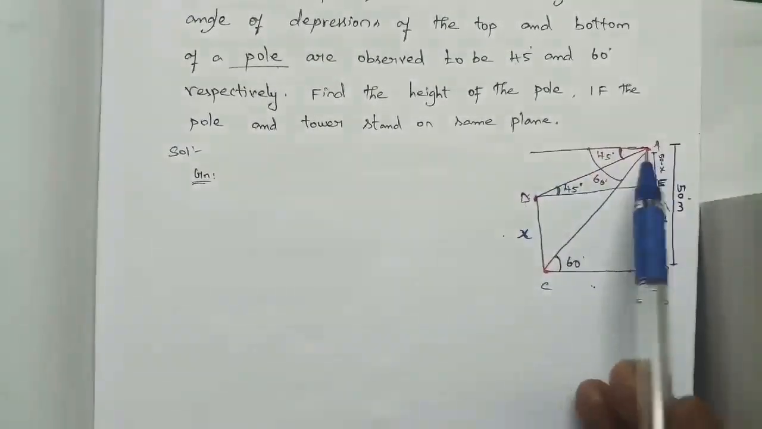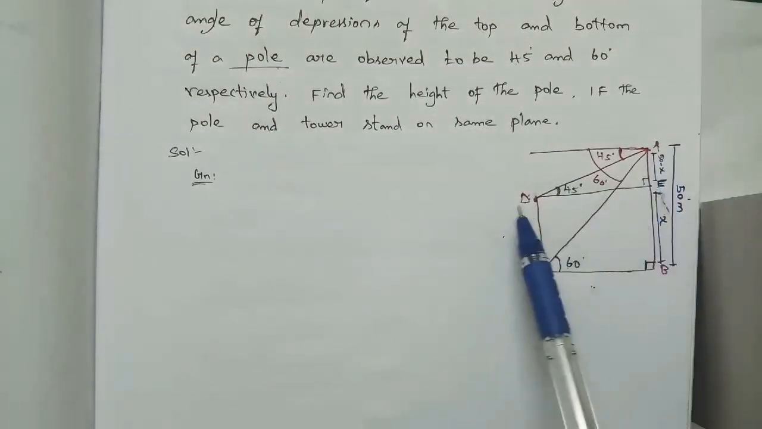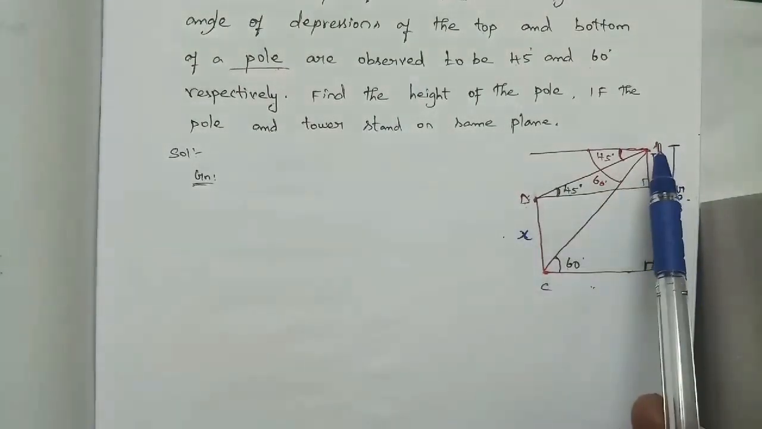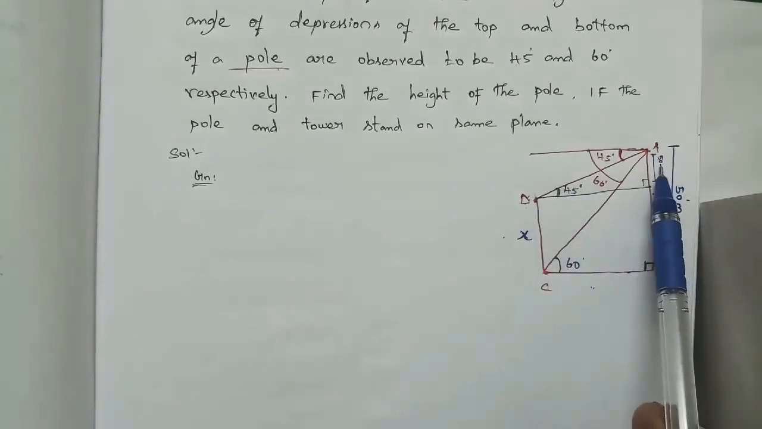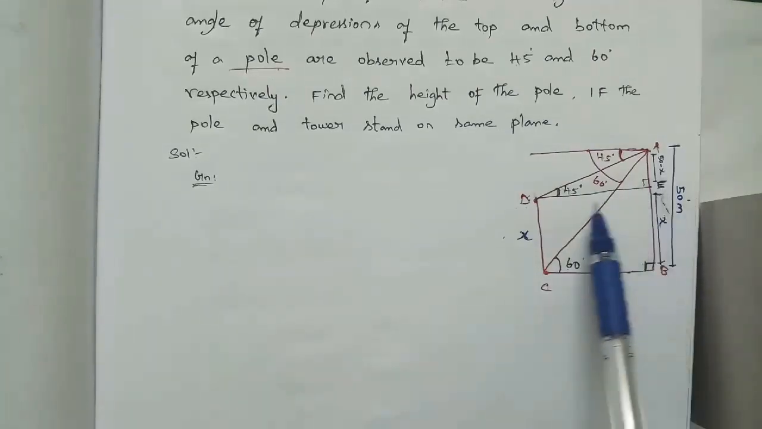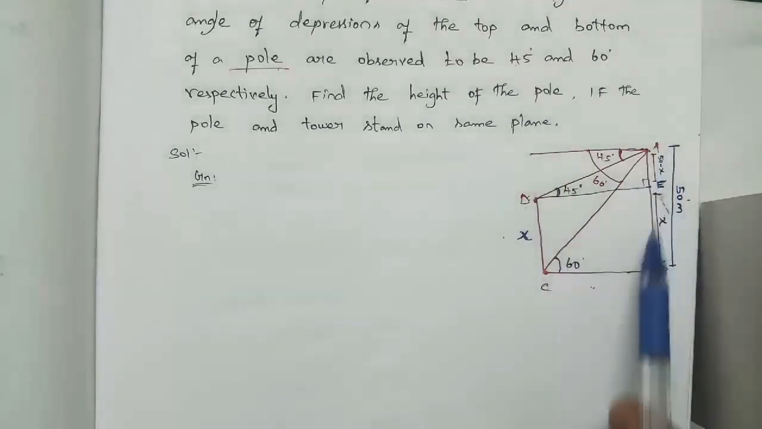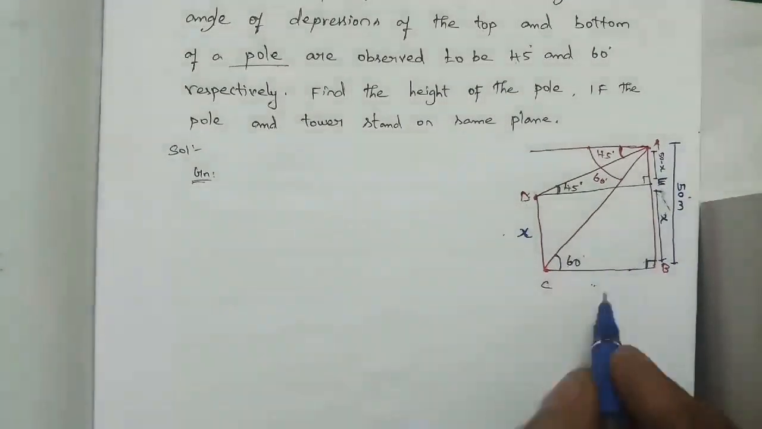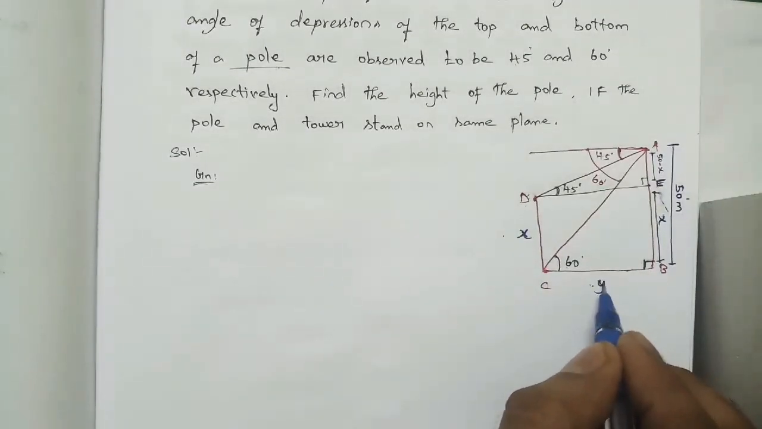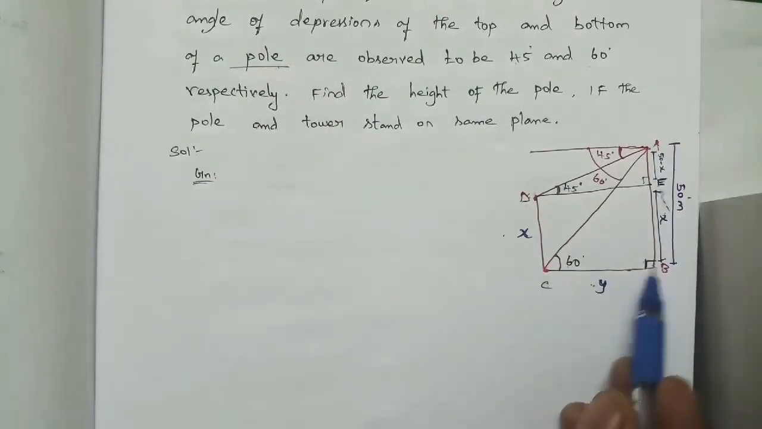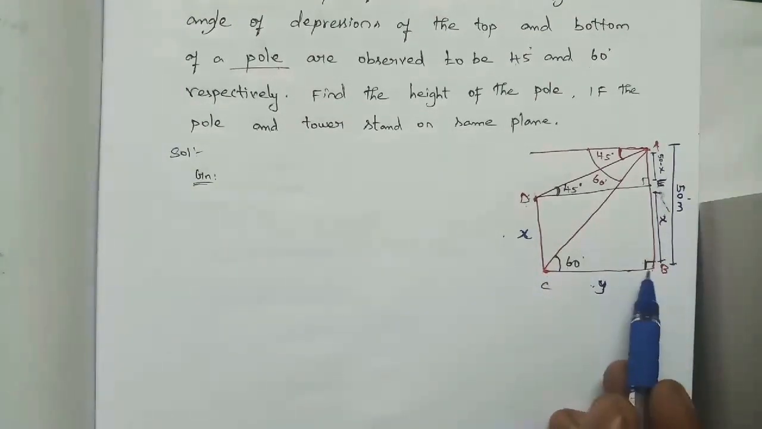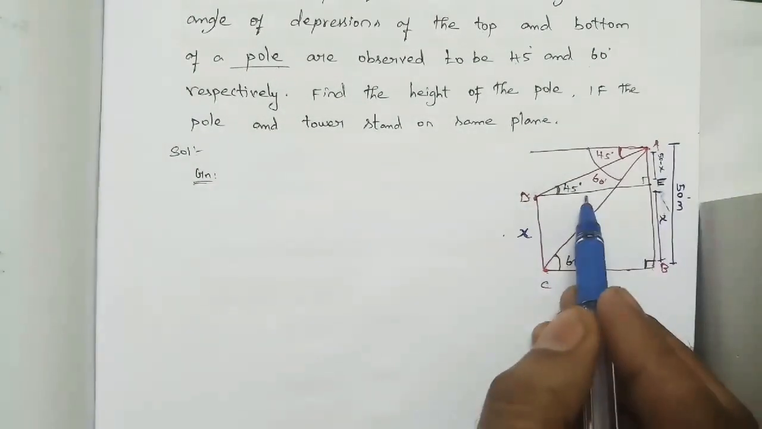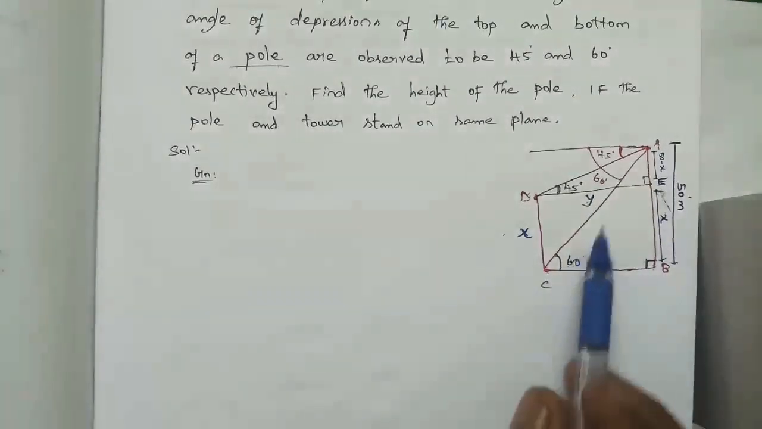See, in triangle AED, we know one angle. If we know one side, we can find the other side. So with the help of triangle ABC, I'm finding y. I'm assuming that the distance between the points B and C is y. So BC equals y, and D is also y only.